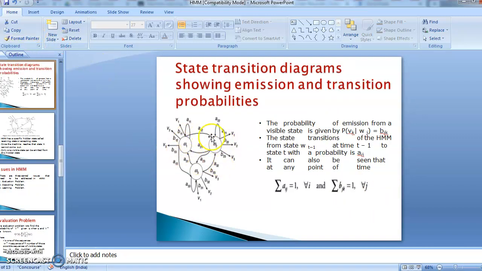Every Hidden Markov Model has transitional probabilities and emission probabilities. See here in this diagram, transitional probability means the probability from one hidden state to another hidden state. Emission probability means the probability with which the output is emitted. The output is visible, so that is called the emission probability. The interesting part is that the sum of all transitional probabilities and emission probabilities is always 1.